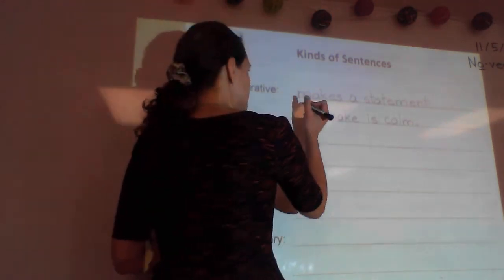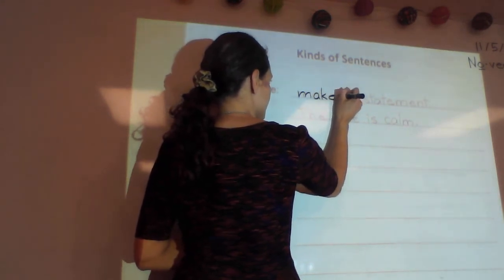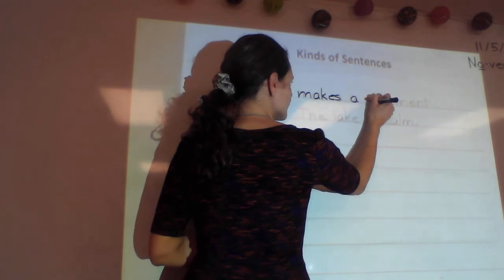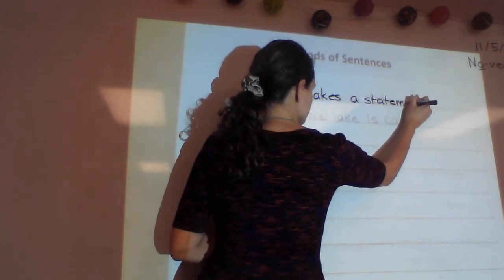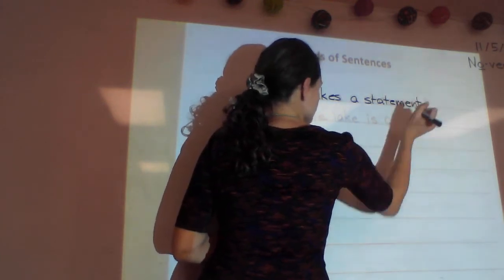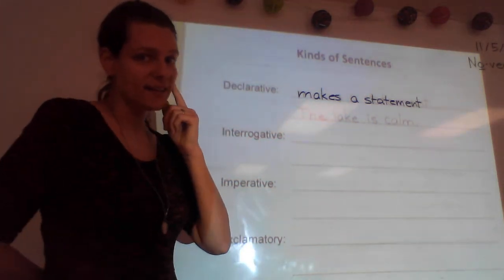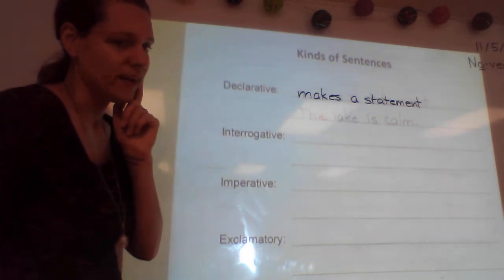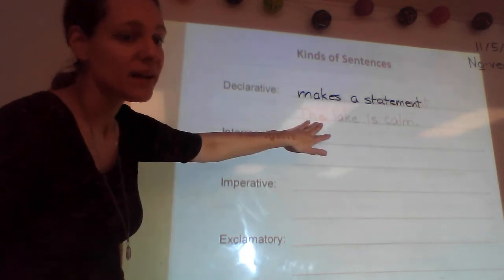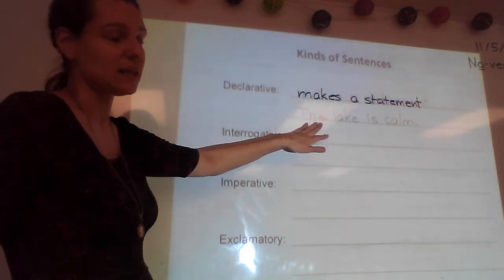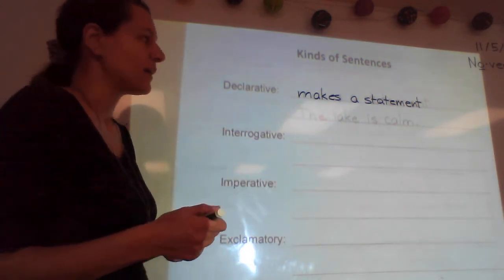Good, it makes a statement. Makes a statement. All right, what kind of end mark do we use for a declarative sentence? Good, a period. So don't worry about writing anything in if you already have a declarative sentence written in. But if you don't, we're going to write in the sentence we did earlier. My leg is hurt.